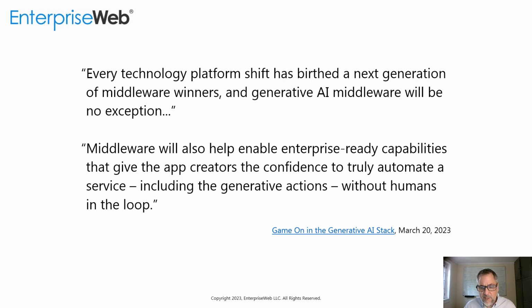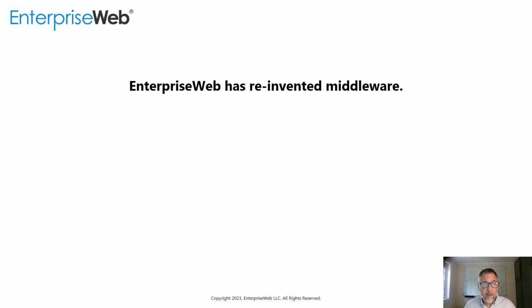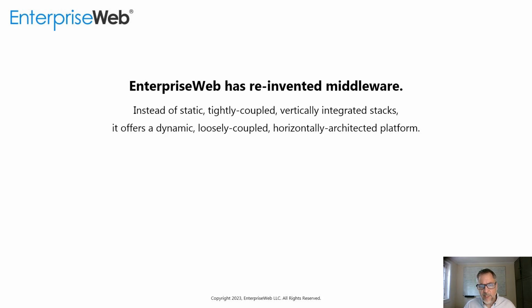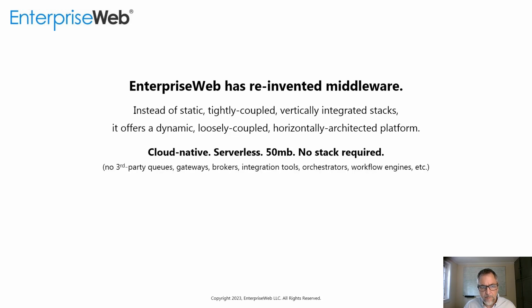Enterprise Web is facilitating generative AI in the sense that we've reinvented middleware. So now you're talking about the best-in-class, state-of-the-art analytics capabilities meeting the best-in-class, state-of-the-art automation capabilities. So we've reinvented middleware from the static, tightly coupled, vertically integrated stacks that you're probably familiar with, that inhibit interoperability and change, to a dynamic, loosely coupled, horizontally architected platform.